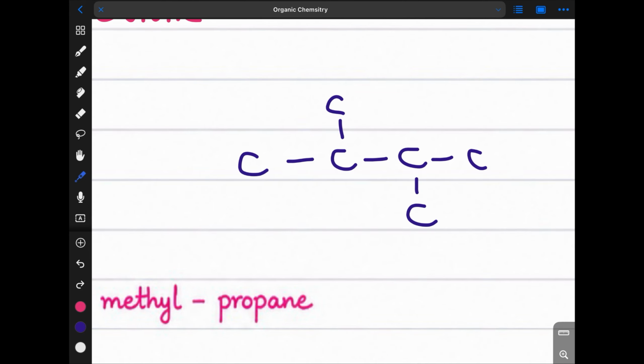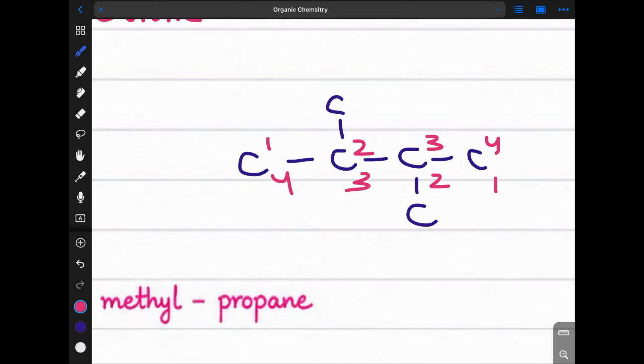Now let's look at our second structure. So you can see that I have created 2 branches right here. The first rule always says that we have to identify the longest chain. So the longest chain right here is this one. So we're going to number it like this: 1, 2, 3, and 4. And now we're going to do the opposite: 1, 2, 3, and 4.